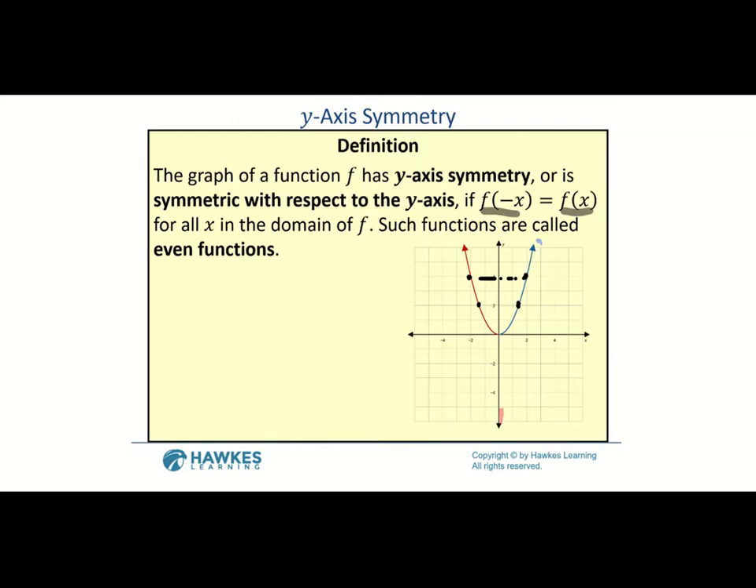So that's what they mean when they say it is symmetric with respect to the y-axis. If this was a piece of paper and I were to fold it on the y-axis, both sides of the graph would match up to each other. They're like mirror images of each other. And any function that is symmetric with respect to the y-axis is an even function.